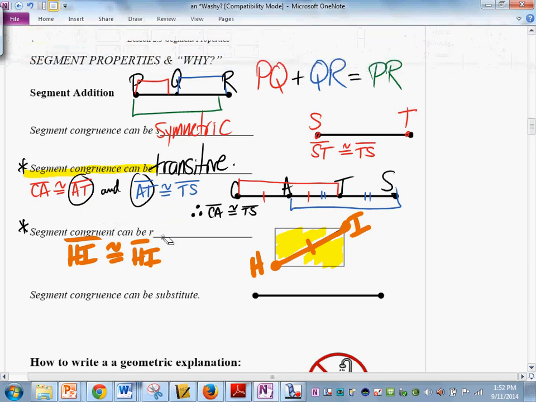You won't really use this today. You'll use this in about a month. This is called reflexive. Looks a little strange, a little redundant, but it'll come into play in about a month. Reflexive, like a mirror.